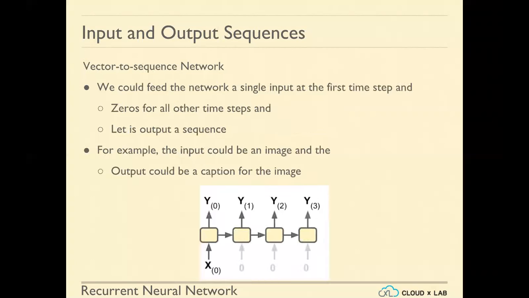Now there's something called vector to sequence. We could feed the network a single input at the first step and zeros for the other steps and let it output a sequence. For example, an input could be an image and the output could be a caption for the image.